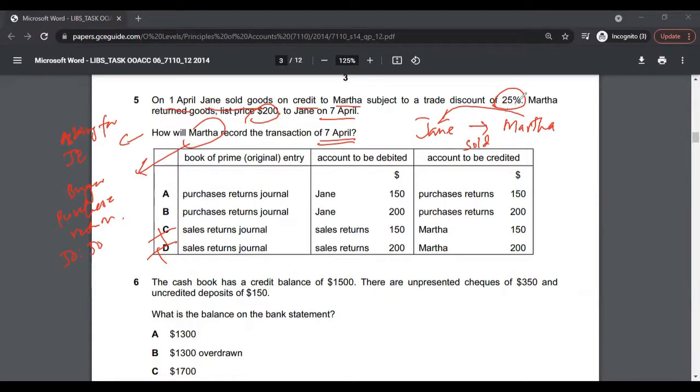Now Martha received a 25% discount, so it cannot be $200. If you look at option B, it's using $200, so you can clearly eliminate this, and the answer to multiple choice 5 is option A. I hope you can follow this strategy to attempt the multiple choice in your real exam. You would debit Jane with $150 and then credit purchase returns with $150.